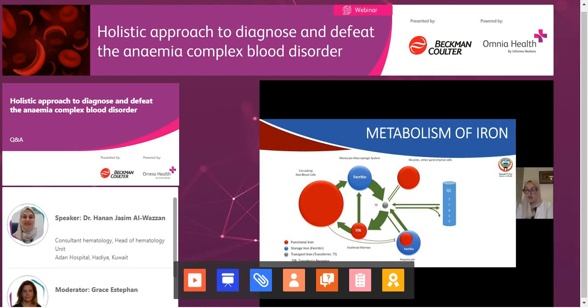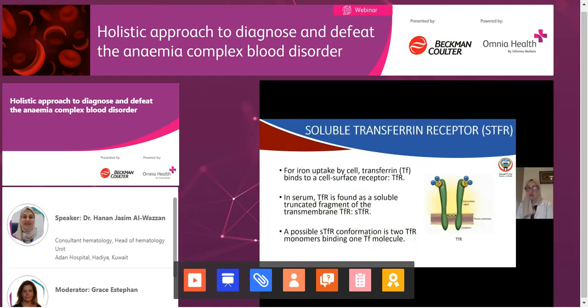The metabolism of iron is a dynamic process, and the iron is transported by the transferrin from the transit pool to the functional pool. This occurs through the interactions of the transferrin with its receptors on the surface of the erythroid cells. So the uptake of iron by erythroid cells is mediated through the cell transferrin receptor.